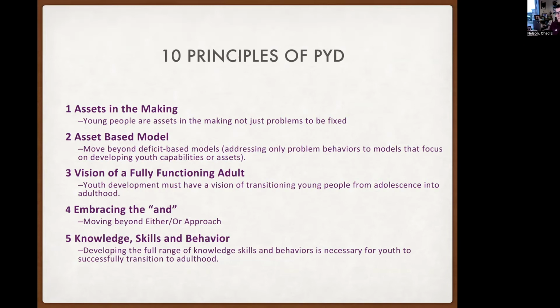Embracing the "and," moving beyond "either they could do this or they could do this." It's they can do this and this. We can see this young person doing this and accomplishing this. It's not this is what they can do or they can do this.